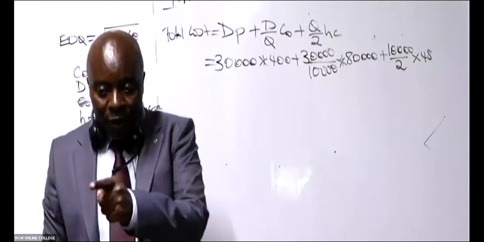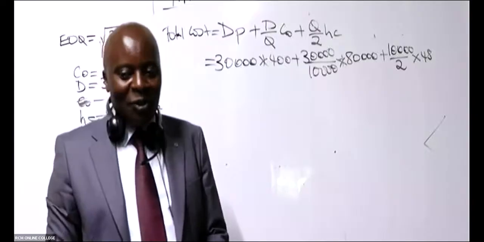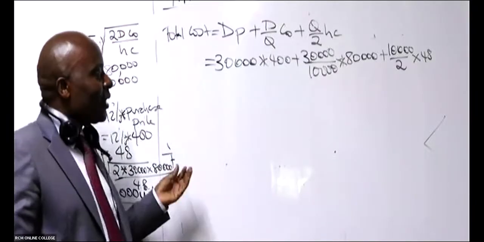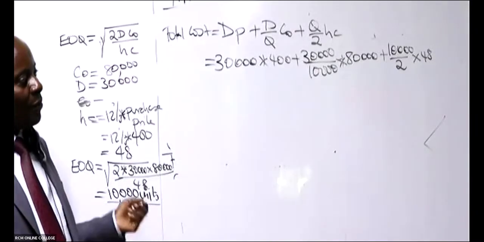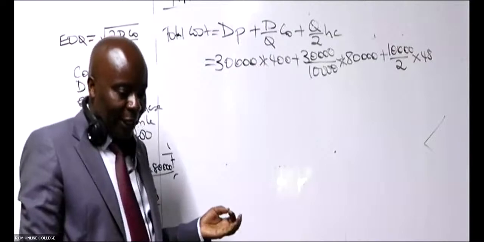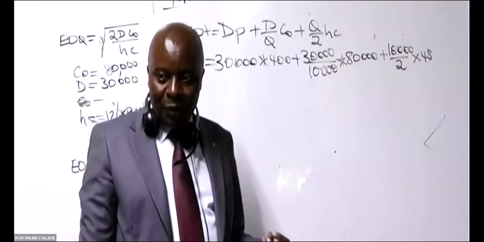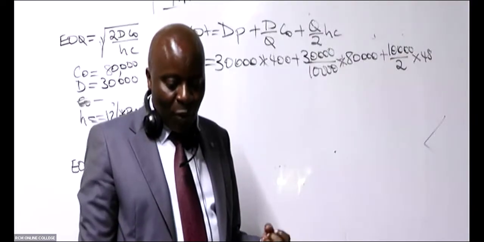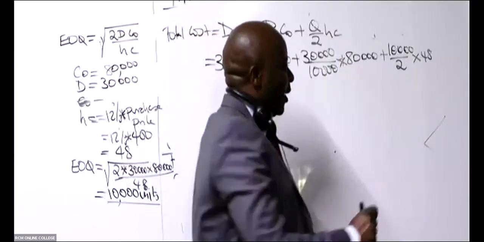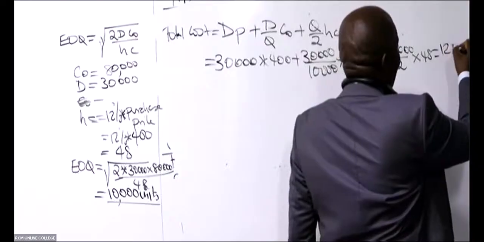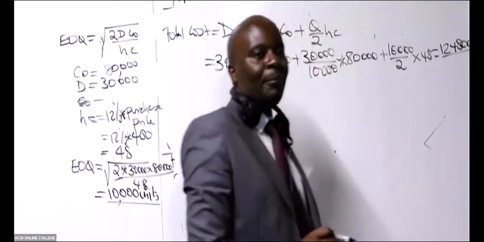So somebody, in this case, you're using now your calculator, not your phone. I believe you guys have calculators, right? So you say 30,000 times 400 plus 30,000 divided by 10,000 times 80,000 plus 10,000 divided by 2 times 48. Who will be the very first person to give me the answer here? According to Irene Onyango, she's getting 12 for 80,000. So the physical students, are you able to get the same?